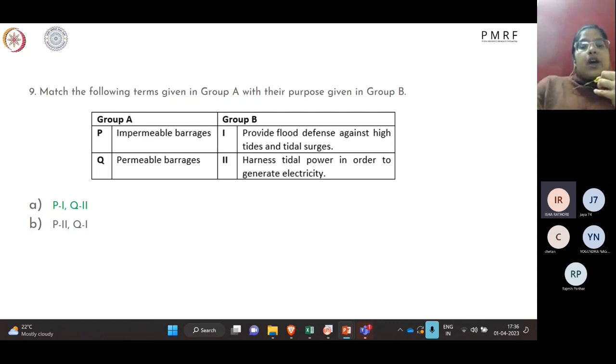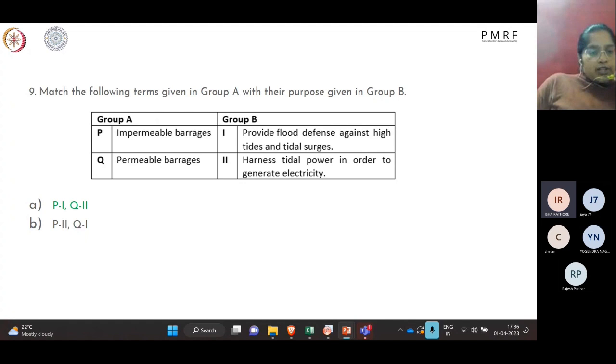And permeable barrages are where you have this slot for getting water to move out such that it falls at a turbine which is located at a certain distance in the lower level. So that water, when it goes down, causes the movement of the turbine, which generates tidal power, which is used to generate electricity. So permeable is when you allow something to move through it. So these are used in tidal power plants, whereas impermeable barrages are used for flood defense. So A was the correct answer.